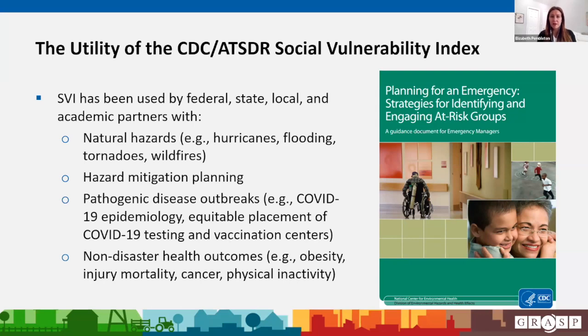And we can also see this covered in the CDC Planning for an Emergency Guidance document, which I can link to as well. But more recently, we have found that SVI has utility for infectious disease outbreaks, like with COVID-19. And we have seen the use of SVI expanded and used to better understand chronic diseases, such as obesity, injury, mortality, cancer, and physical inactivity.